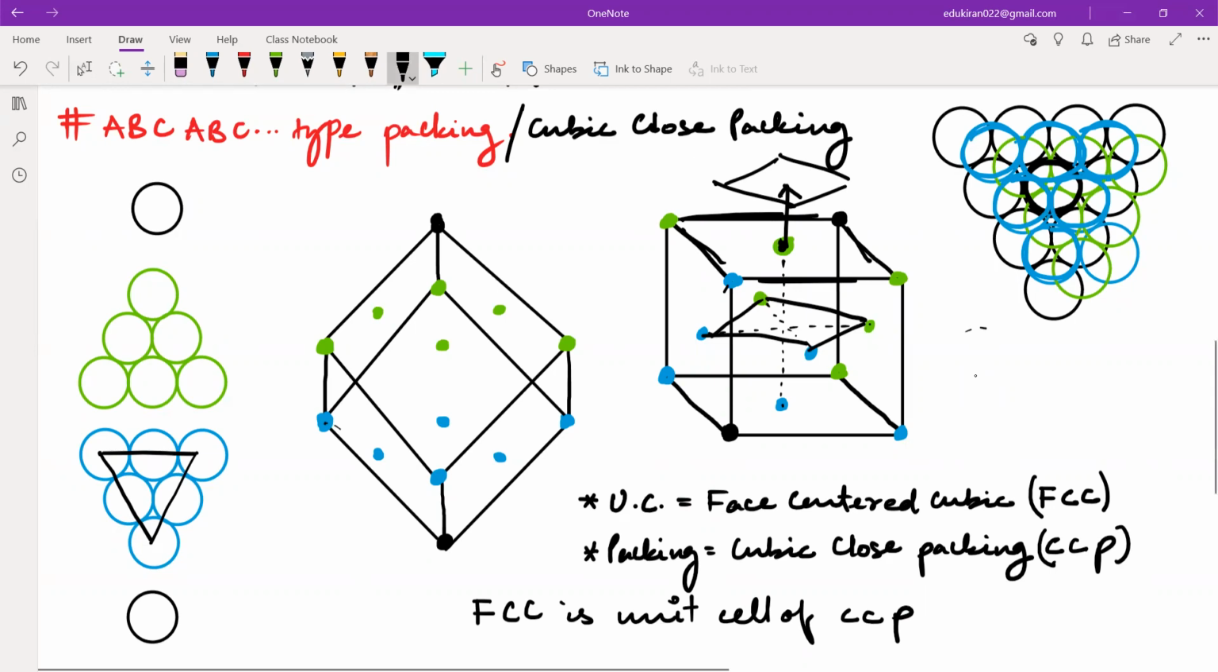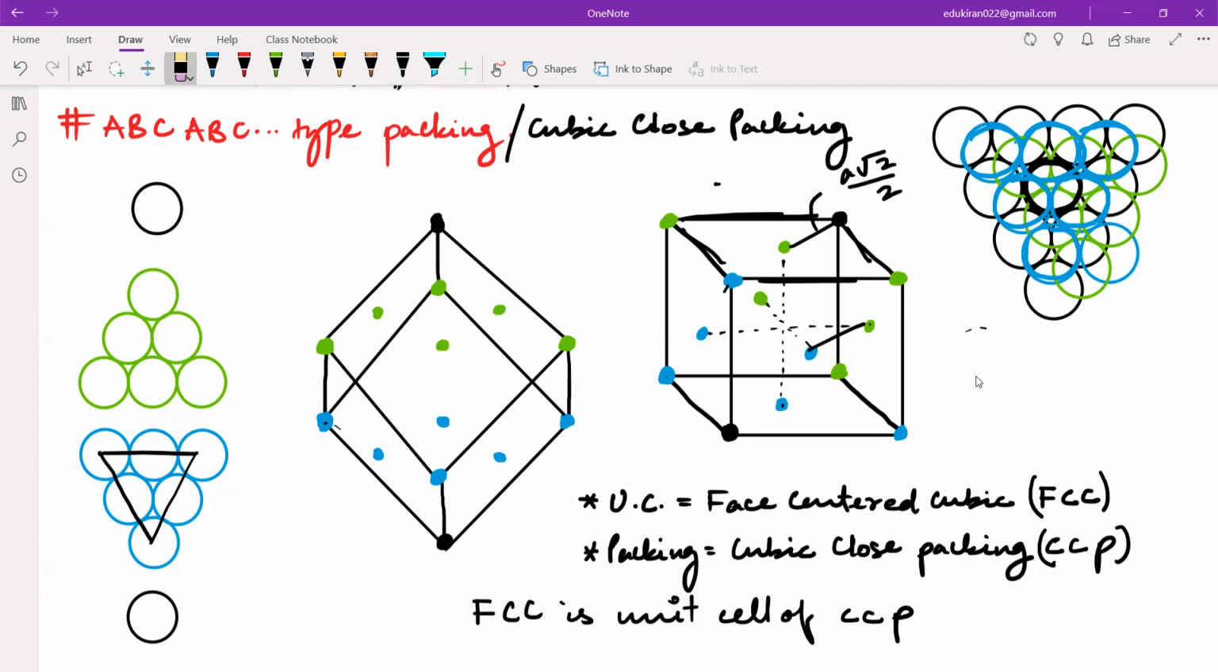Now, sir, in order to prove it mathematically, how will you prove it? We have to prove only one thing. We know that these atoms are touching each other, right? We know that the distance between these 2 atoms will be a root 2 by 2. Any doubt about this distance? You remember face center? All of you remember face diagonal has a root 2 and it is in the center. That is why it will be a root 2 by 2.